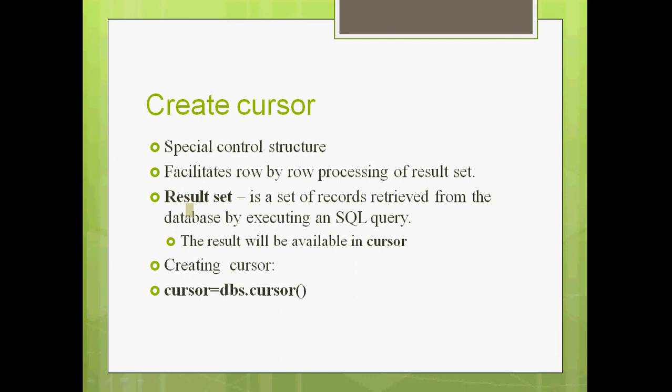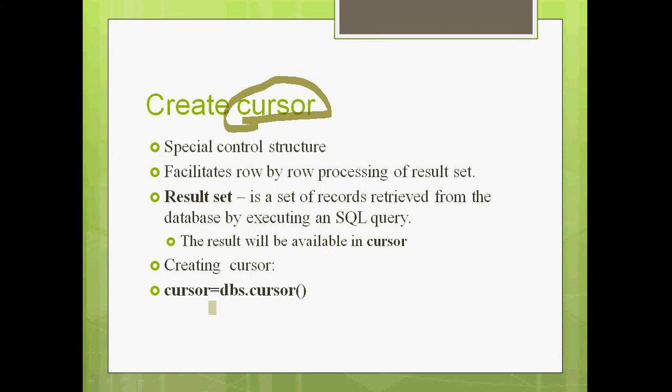We have been hearing about the result set in the previous slide also. So what is a result set? It is a set of records retrieved from the database by executing an SQL query. When you execute a query, you will receive some records from the database. Here we name them the result set. The result will be available in the cursor. Cursor is used to access those results and even to execute the query also.